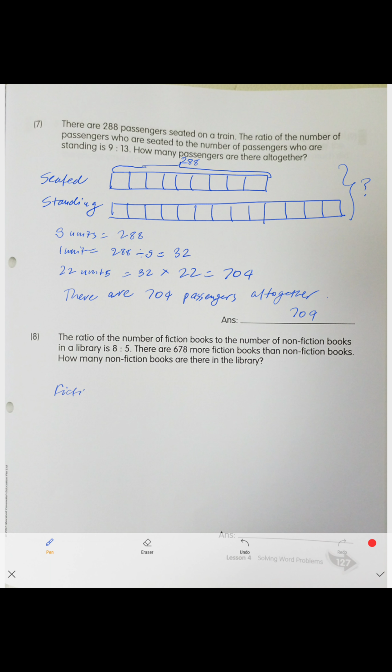So you have your fiction books, you have your non-fiction books, all right? And for fiction, you have 8 units, right? 1, 2, 3, 4, 5, 6, 7, 8. And for non-fiction, we're just going to draw our 5 units, like that. So this is our ratio 8:5, right?